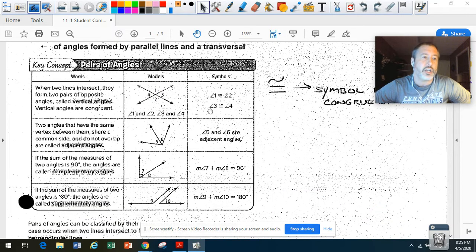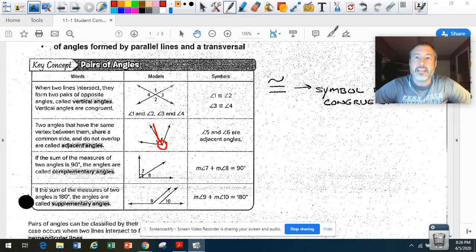Let's talk about adjacent angles. Two angles that have the same vertex between them. So if we look here, this is the vertex here. The vertex is right here in this area. They share this point here. They share a common side. Here's the side that angle 5 and angle 6 share. And they do not overlap. These are called adjacent angles.